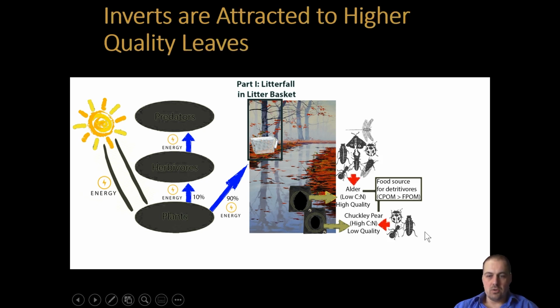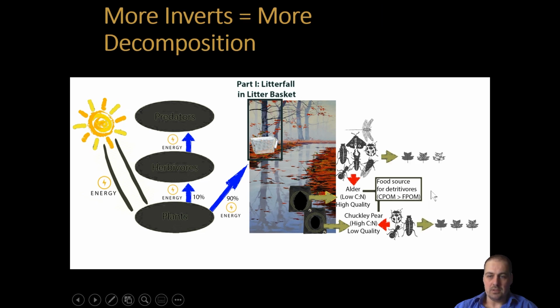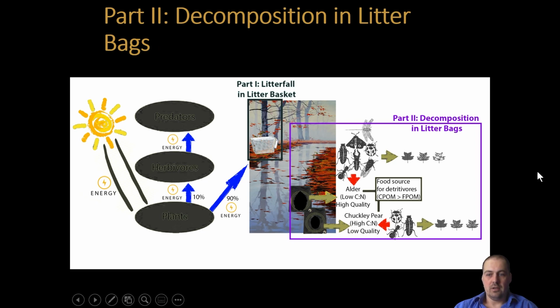So as you can imagine, if you have a higher quality leaf, you're going to end up attracting several more inverts than you would for lower quality leaves. And if you have more inverts eating these leaves and converting them to smaller bits, you're going to end up getting a higher decomposition rate. And so this is the second part of our experimental procedure.